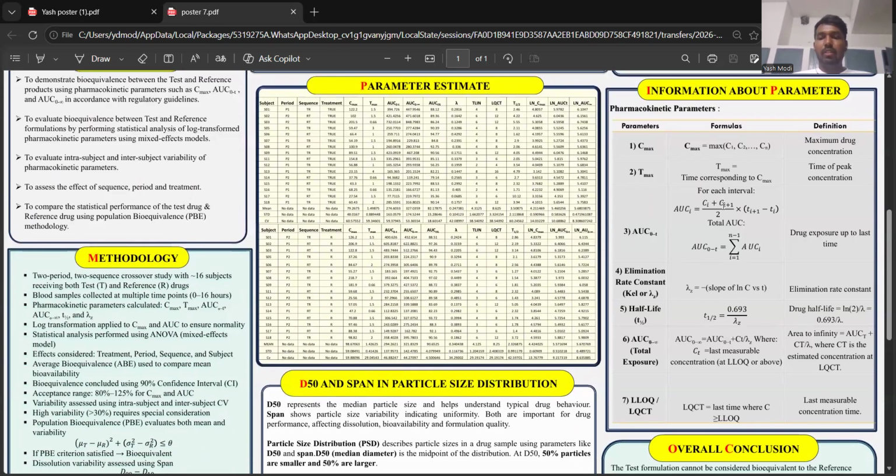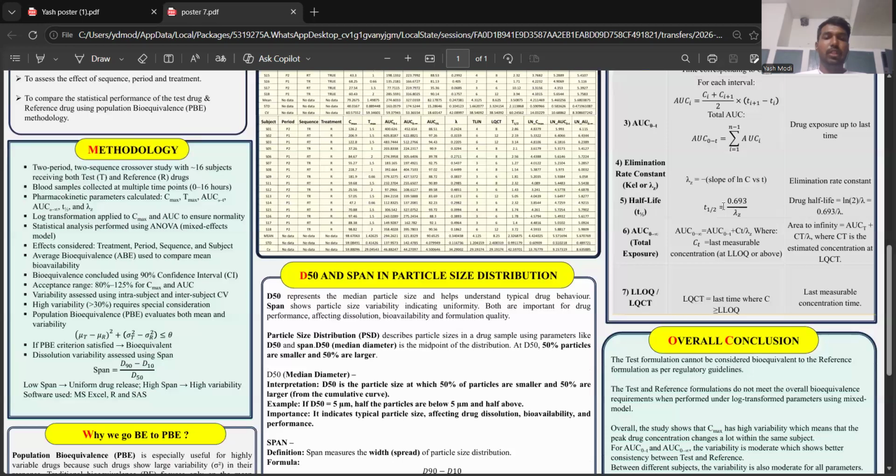Here we see the seven parameters. First is Cmax, and here we see the formula of Cmax and its definition. Similar for Tmax, AUC 0 to T, elimination rate constant lambda Z, fifth is half-life T 1/2, AUC 0 to infinity, and LLOQ and LLQCT.